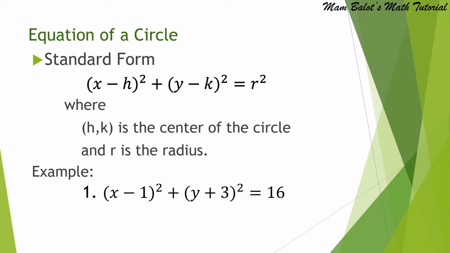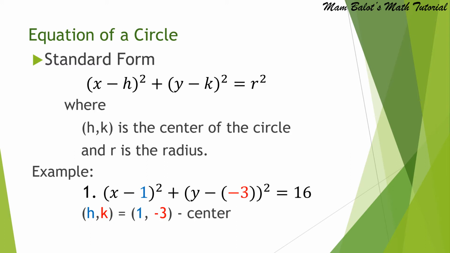For example, we have (x minus 1) squared plus (y plus 3) squared is equal to 16. So here, 1 is our h. And to get r, we have r squared is equal to 16. So we get the square root of both sides. We now have the square root of r squared is equal to the square root of 16, which is r equals 4. So the radius of this circle is 4.